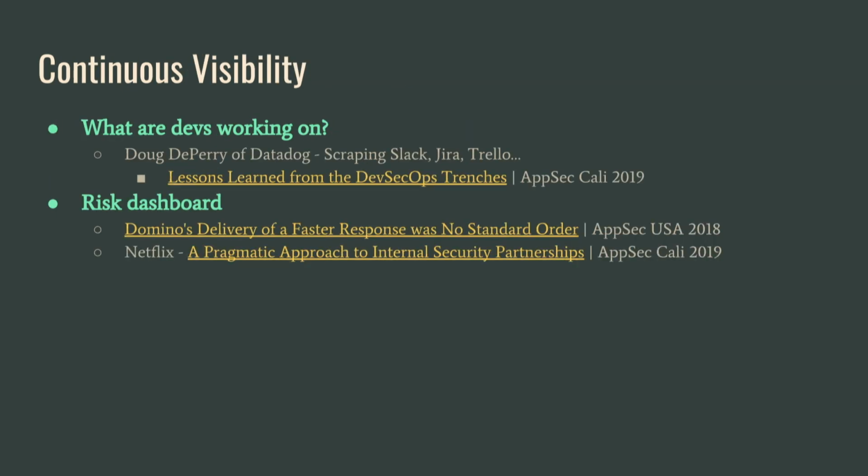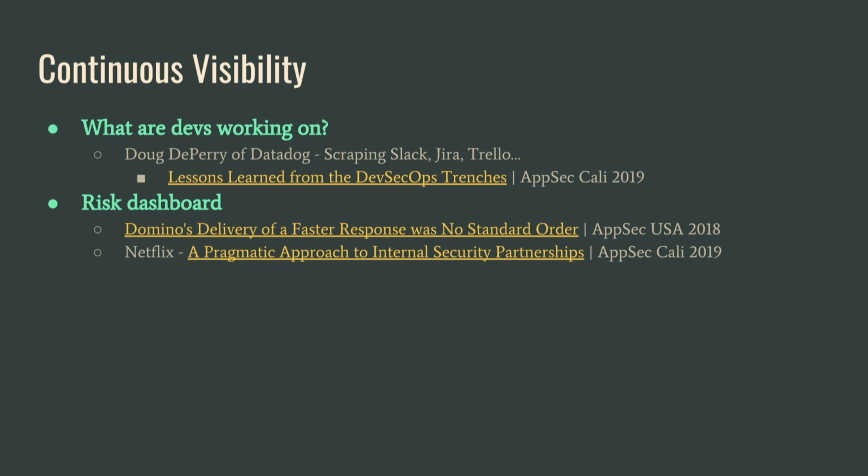So one common challenge, I think, is knowing what developers are working on. You can't be everywhere at once. So Doug DePerry of Datadog talked about, hey, where are developers communicating, and can we try to infer where we might want to reach out to them? So by potentially scraping Slack or Trello or Jira for security tags, or hey, they're mentioning crypto or security or something like that, maybe we want to reach out to them.